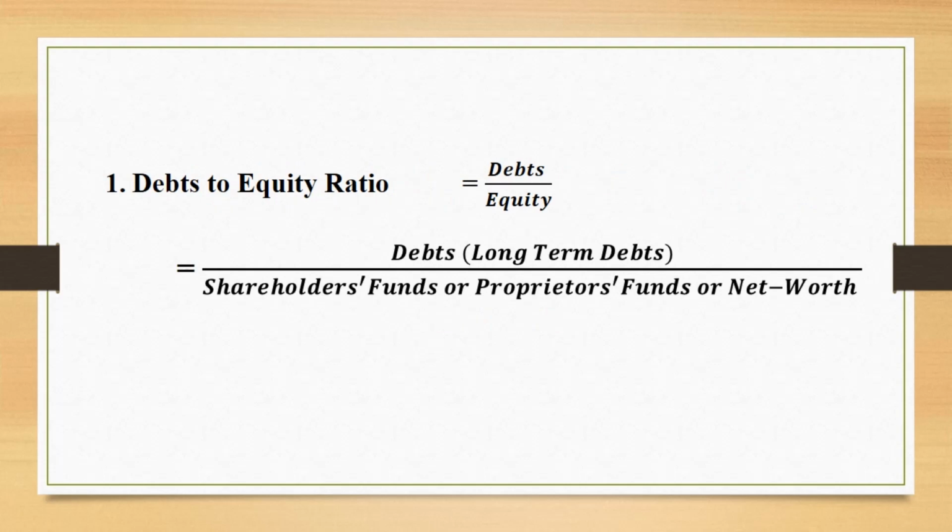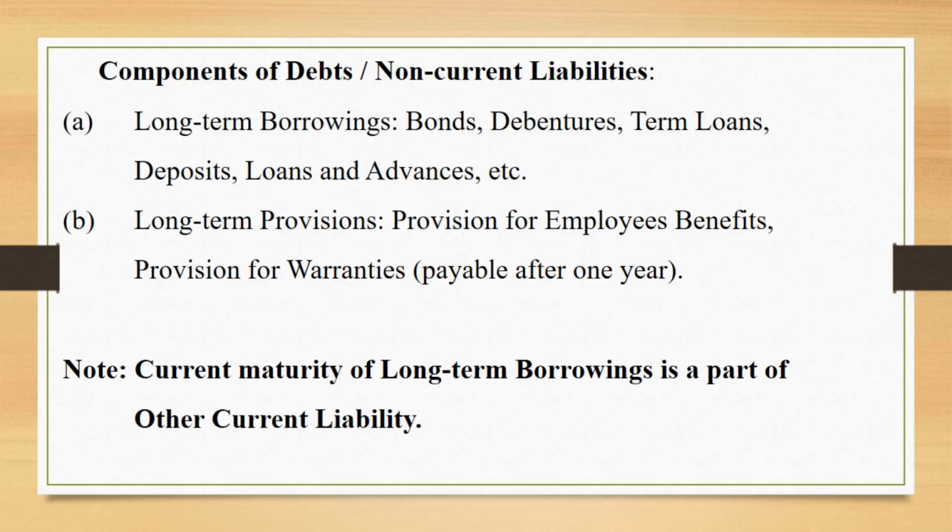You can see the formula, that is debt upon equity. Over here debt means long-term debt and equity refers to shareholders' fund or proprietors' fund or net worth. These are the different names for equity. What are the components of debt or non-current liabilities? In the formula, we have already seen that it is debt upon equity.